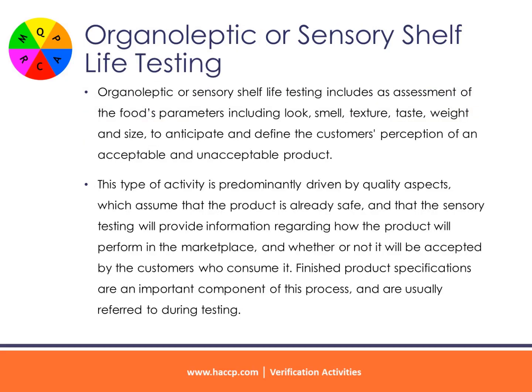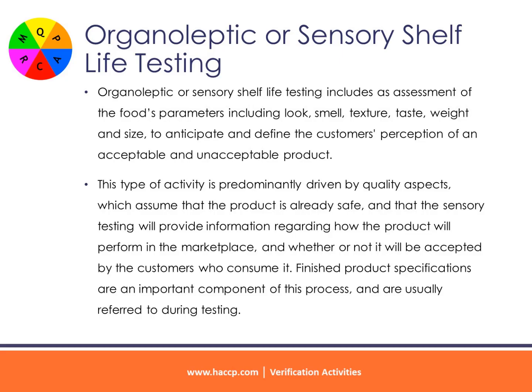Organoleptic or sensory shelf life testing. Organoleptic or sensory shelf life testing includes an assessment of the food's parameters including look, smell, texture, taste, weight and size, to anticipate and define the customer's perception of an acceptable and unacceptable product. This type of activity is predominantly driven by quality aspects, which assume that the product is already safe, and that the sensory testing will provide information regarding how the product will perform in the marketplace, and whether or not it will be accepted by the customers who consume it.